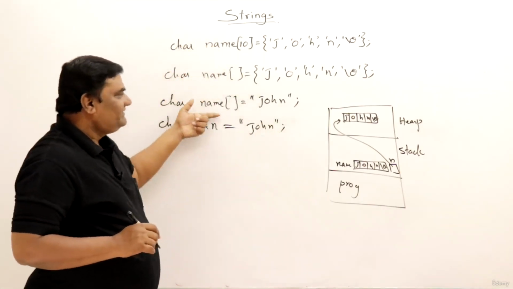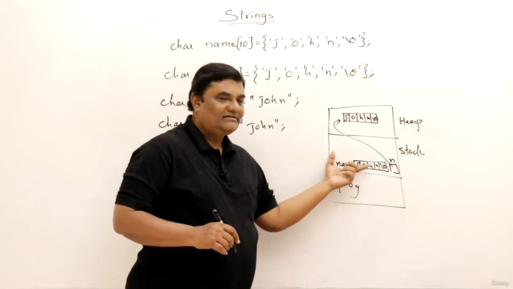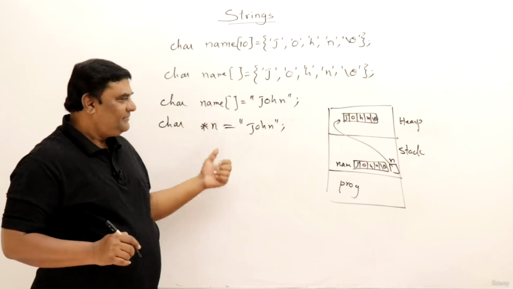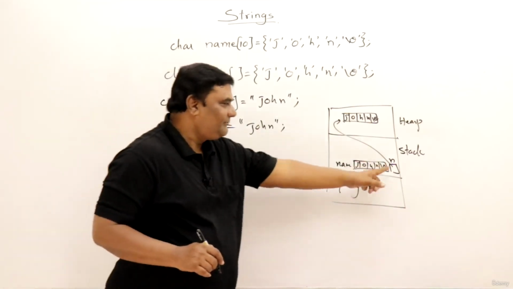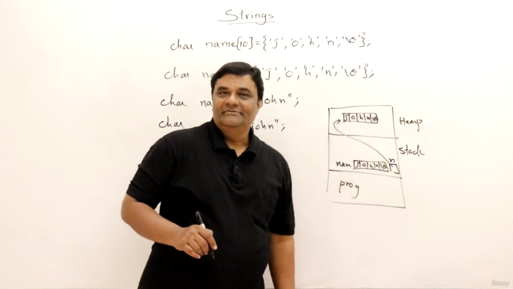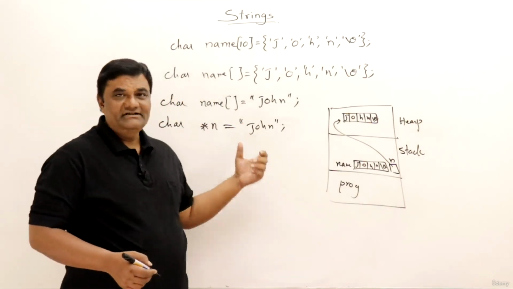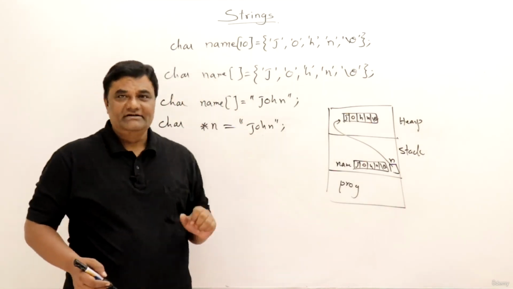These are all created inside the stack, which is directly accessible to a program. This is created in heap, so this is indirectly accessible using a pointer. So this is created in heap. The compiler will automatically create this string inside heap and the pointer will point there.